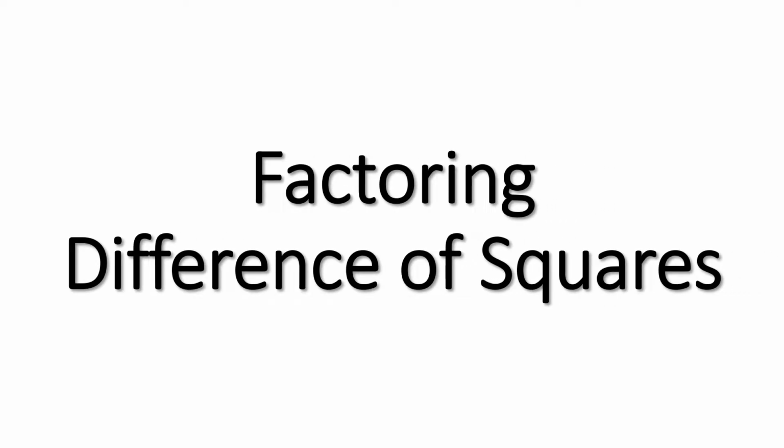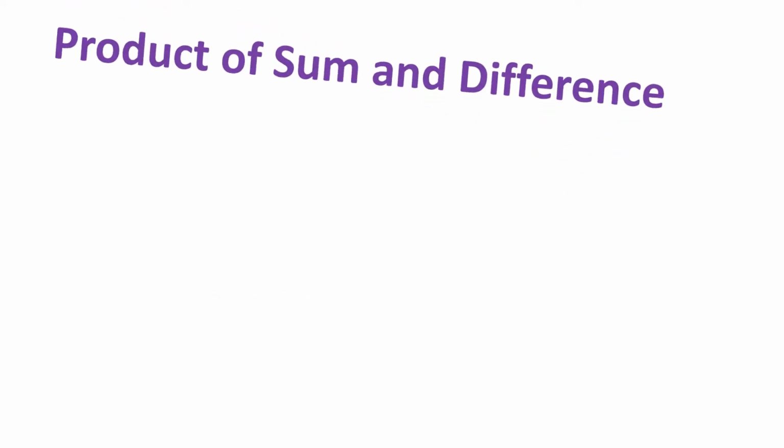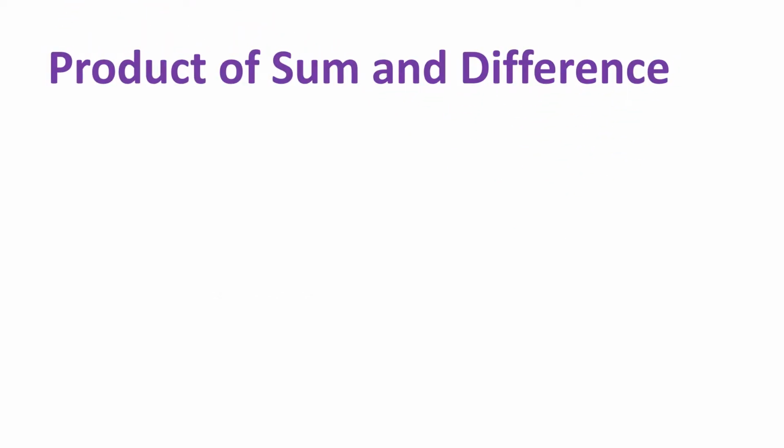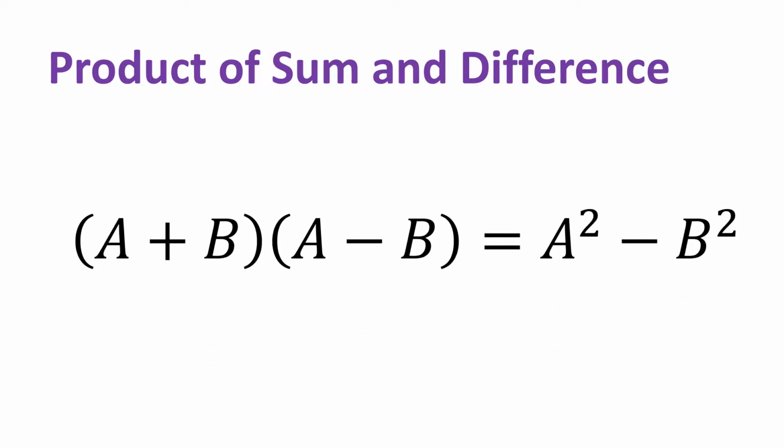In this video, we're going to discuss factoring difference of squares. We have discussed before that the product of the sum and difference of two terms is equal to the difference of their squares. That is, (a + b)(a - b) = a² - b².